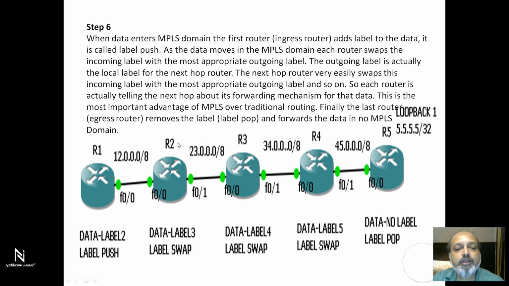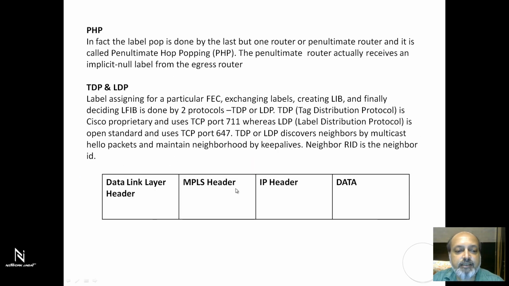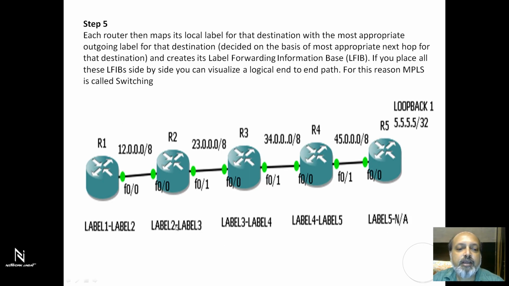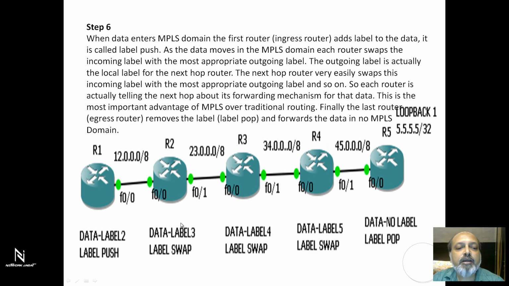Now what is label 2? Label 2 is actually the local label for R2. Immediately R2 understands that this particular label, my local label or label 2, is related to label 3, that is my most appropriate outgoing label. So I should be removing this label and I should be attaching label 3 to the data. This label exchange is actually called label swap. And this particular process goes on repeating until the data comes to R5.